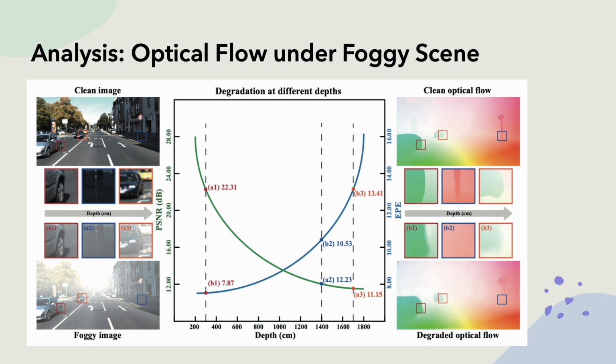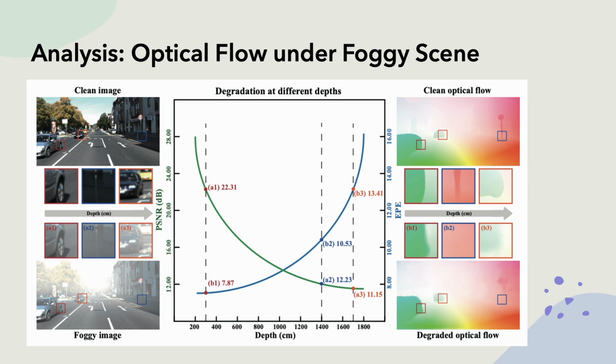On this slide, we analyze the impact of fog on optical flow performance by studying how it varies with depth in the scene. As we can see from these images and optical flow examples at different depth ranges, the degradation caused by fog on both the image quality and the estimated flow accuracy becomes more severe as the depth increases. We quantify this by plotting the PSNR of foggy images and the endpoint error of optical flow against depth value. The trend clearly shows how at larger depth the PSNR drops significantly while the flow error rises rapidly.